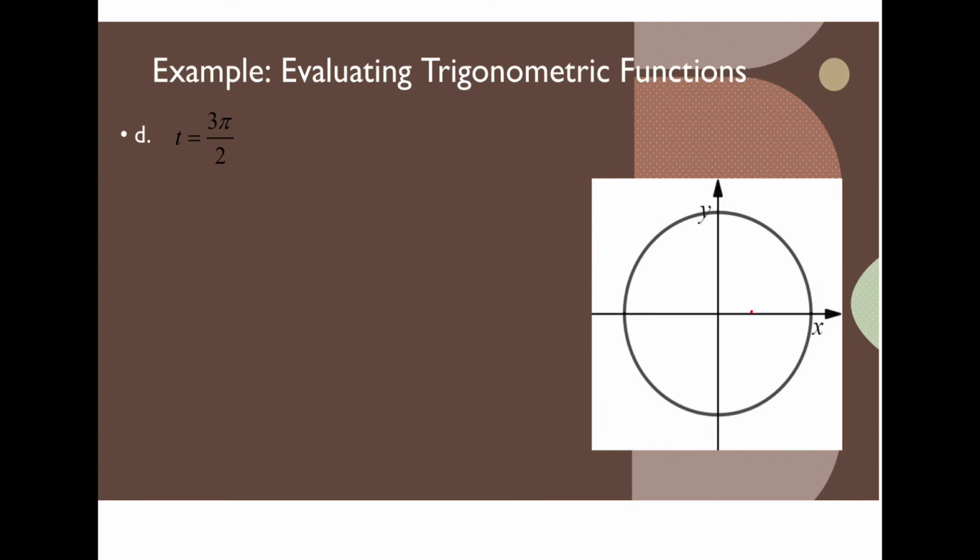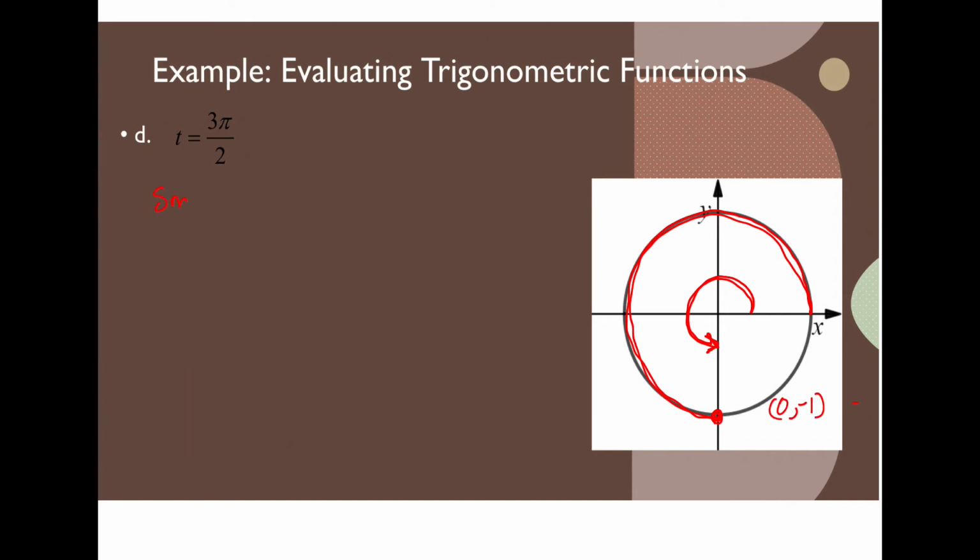For 3 pi over 2, now this is taking us all the way over here. So way over here, we're almost doing one complete rotation. But this is at 270 degrees, 3 pi over 2. So we went 90, 180, 270, 3 pi over 2. And at this spot, we have 0 for x and -1 for y.